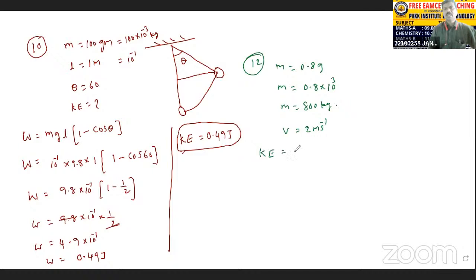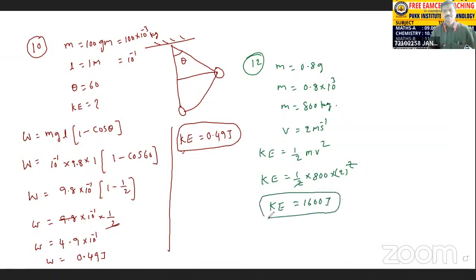So what is the formula? Kinetic energy KE is equal to half mv square. Substitute the values: mass 800, into V, 2 square. So here the 1/2 and 2 cancel. So kinetic energy KE is equal to 800 into 2, that is 1600. What are the units? Joules.